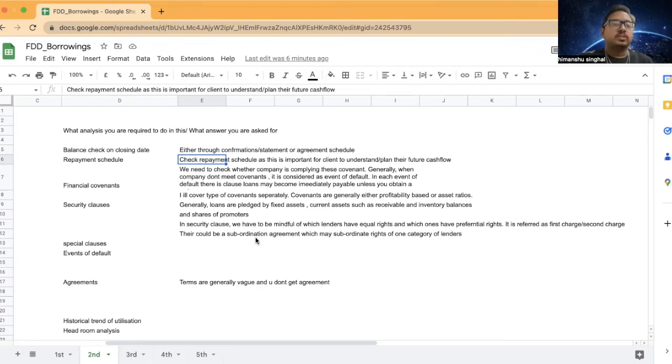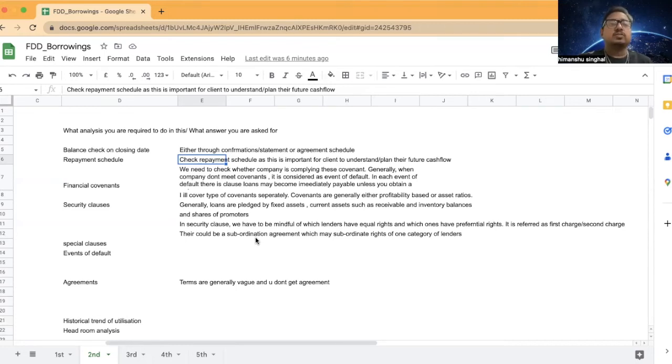Now the financial covenants. We need to check whether the company is compliant with the financial covenants that the agreement has given. Generally, when a company doesn't meet the covenant, it is considered an event of default. And in an event of default, the loan may become repayable unless you obtain a waiver, which is at the discretion of the banks. And financial covenants, that's why, are very important to check.